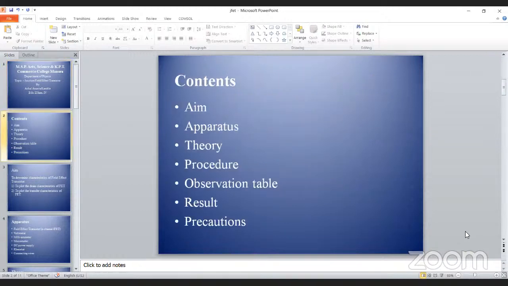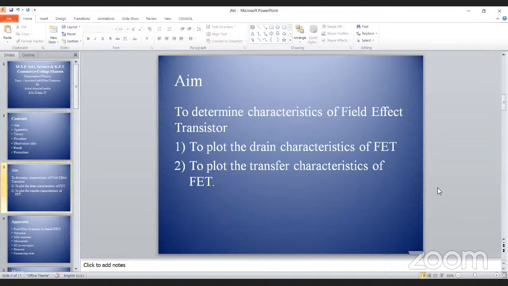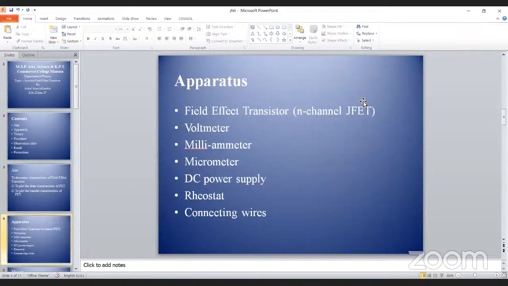These are the contents. The aim of this experiment is to determine the characteristics of a field effect transistor. The first is to plot the drain characteristic of the FET and the second is to plot the transfer characteristic of the FET. The apparatus required for this experiment are a field effect transistor, voltmeter, milliammeter, micrometer, DC power supply, rheostat, and connecting wires.